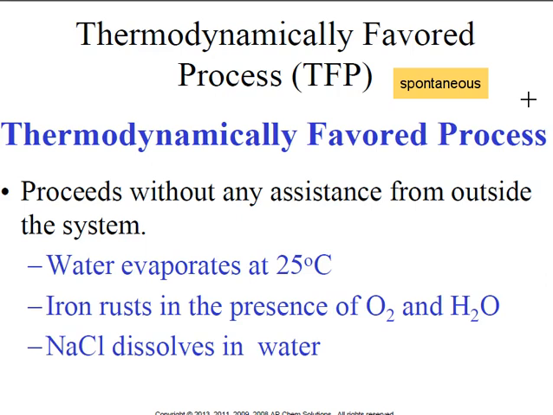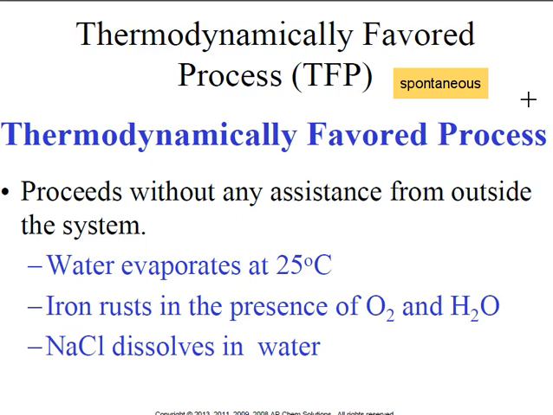When we say that a process is thermodynamically favored or even spontaneous, to use the term in your book, we're not saying that it's fast. We're just saying that it proceeds without any assistance from outside the system. For example, if you have water sitting at room temperature, some of it will evaporate. You don't have to do anything to the water to get this to occur. It is a favored process.